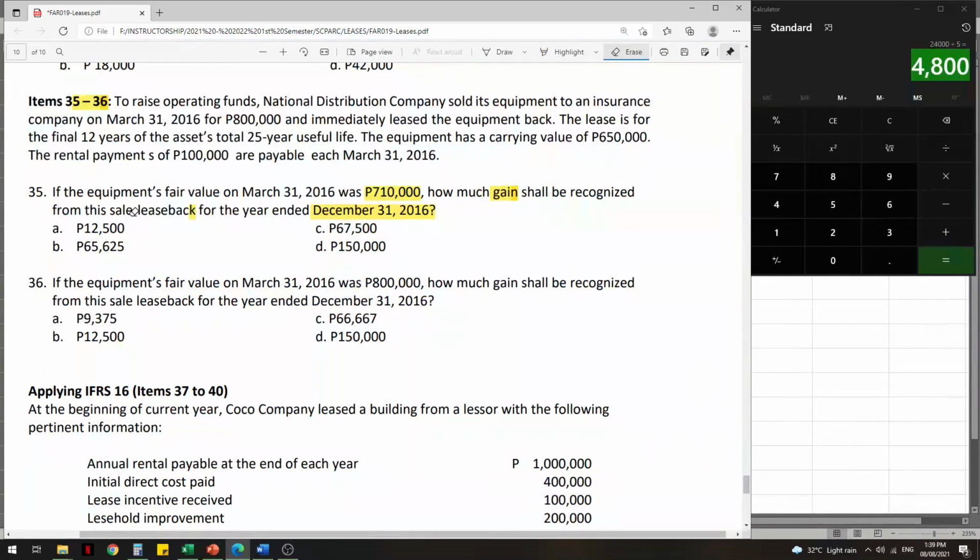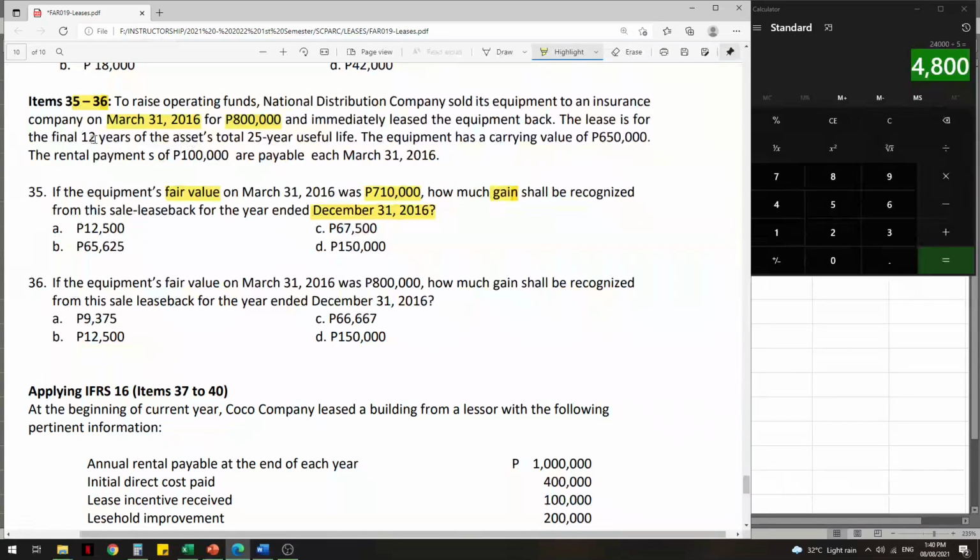Let me clear out the unnecessary highlights. Number 35, fair value of 710. Also in the problem, to raise operating funds, National Distribution Company sold its equipment to an insurance company on March 31, 2016. So, the time of sale is March 31 for 800,000. 800,000 selling price, 710,000 fair value. Then a leaseback happened. March 31, leaseback, sold for 800,000.